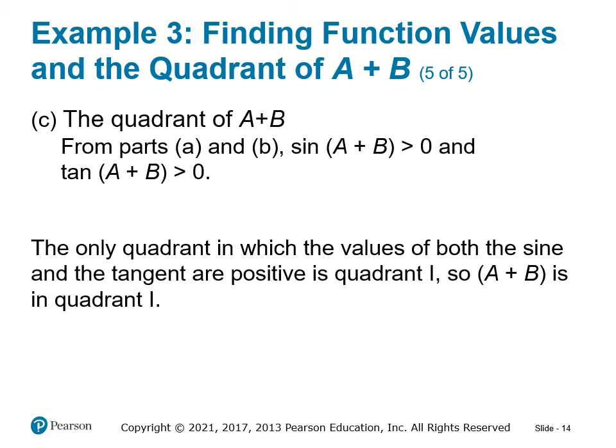Sine is positive in 1 and 2, tangent is positive in 1 and 3. So since they're both positive, this has to occur in quadrant 1, and so that's where angle A plus B is.